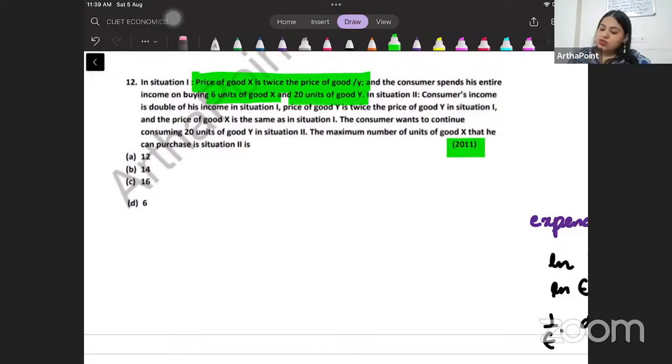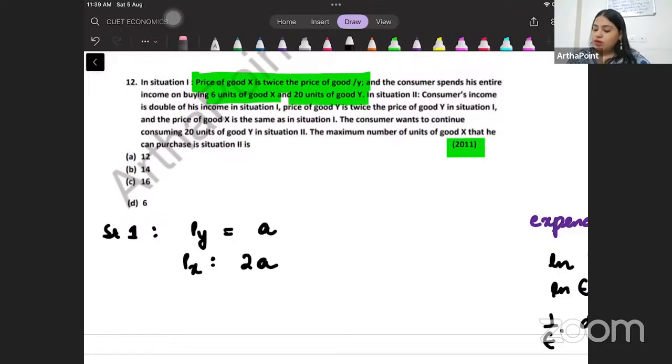In situation 2, consumer's income is, so first let me write situation 1. Situation 1, price of good X is twice price of good Y. So let price of good Y be some amount, let's say A. Then price of good X will be 2A. Then the quantity of X that you are buying is 6 and quantity of Y that you are buying is 20. In situation 2, consumer's income is double of his income in situation 1. So let income be M.